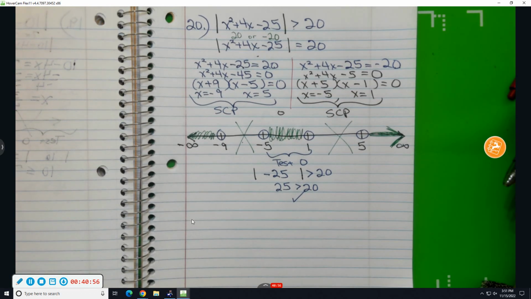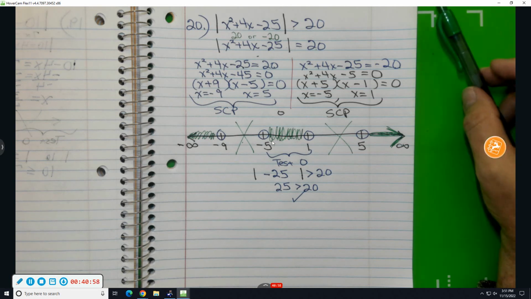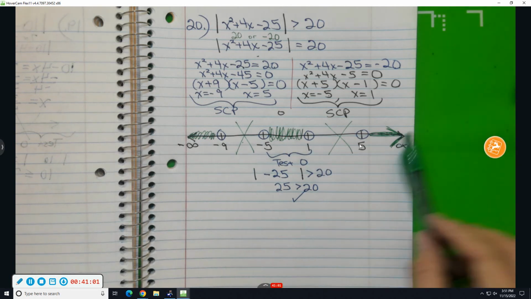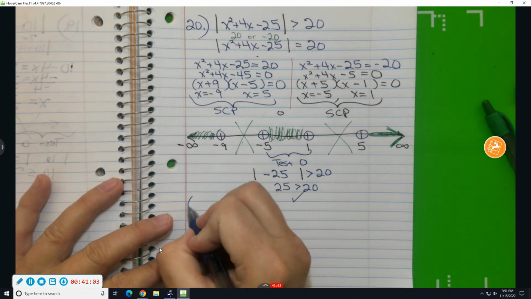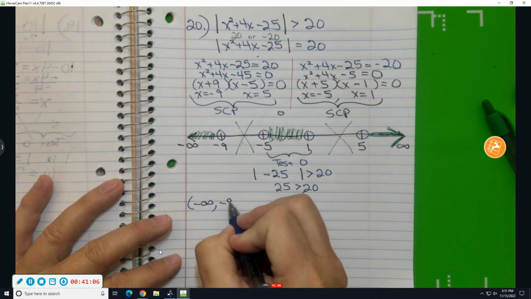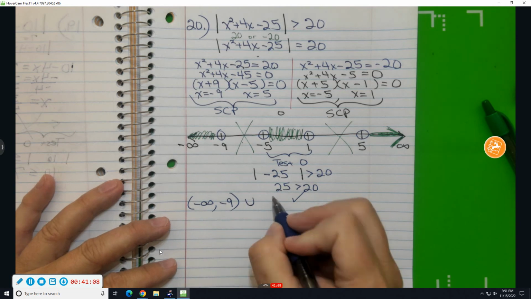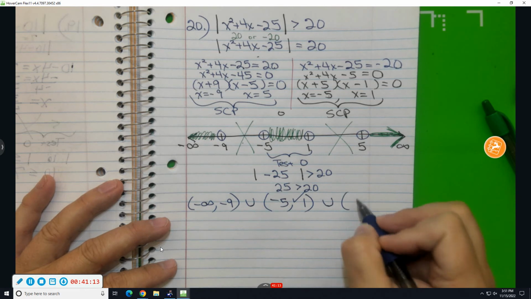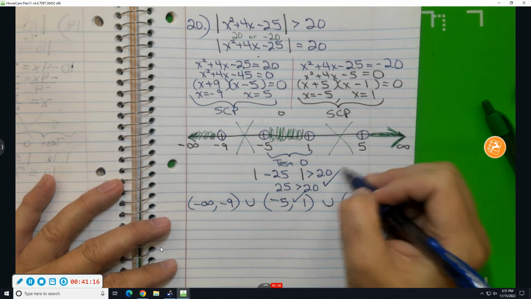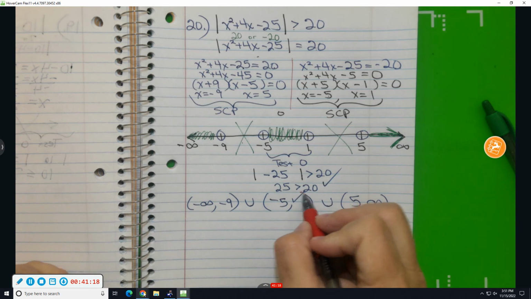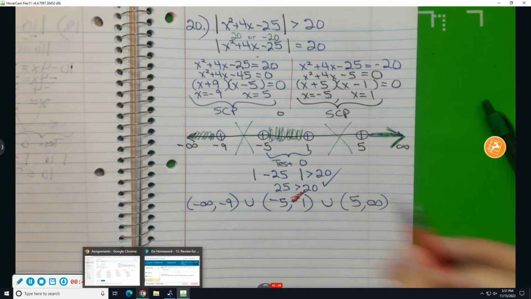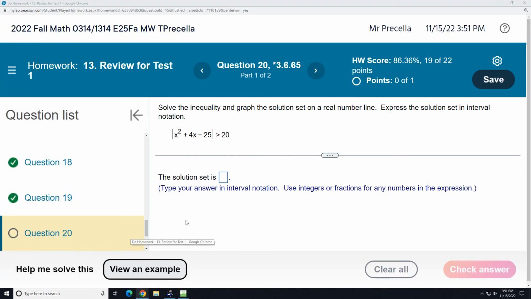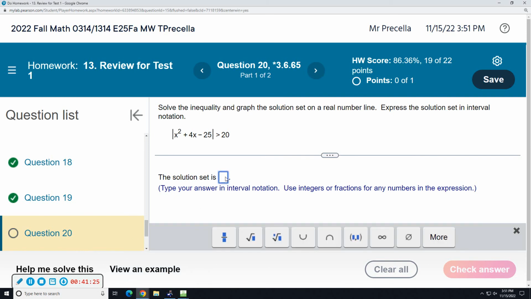Am I going to have any brackets here? No, because there's no closed circles. Everything's parentheses. Parentheses negative infinity, comma negative 9. Union, negative 5, 1. Union, 5 to infinity. Let me mark out that parenthesis. That little check mark I made there is sort of in the way. I'll punch it in here. Left parenthesis, negative infinity, comma, negative 9.